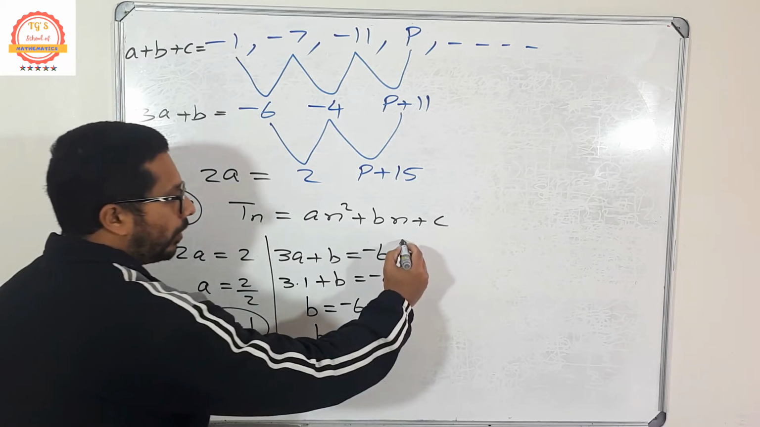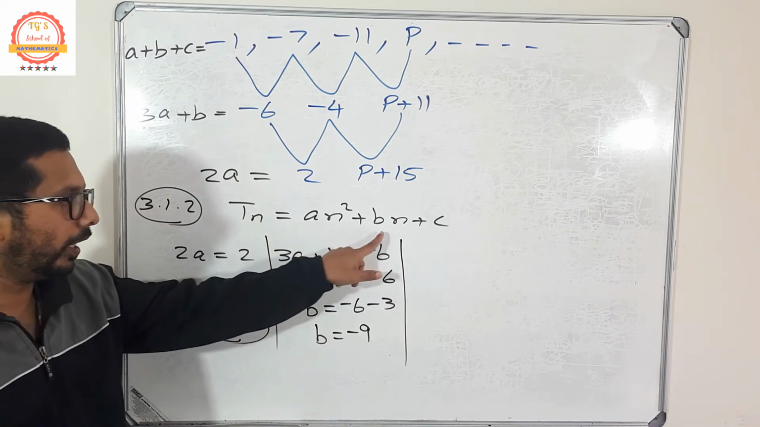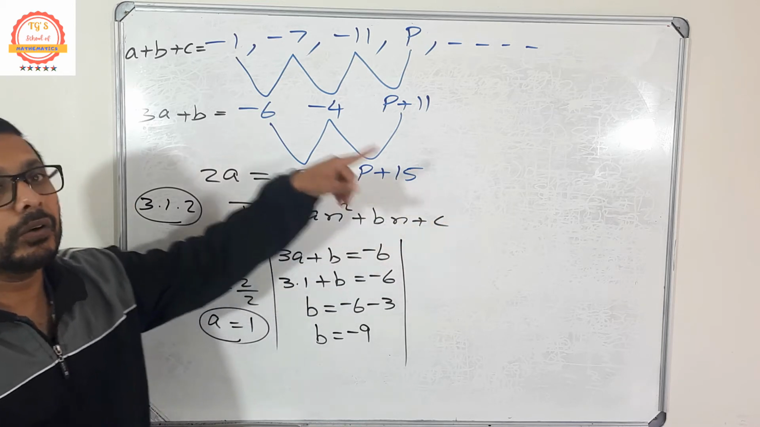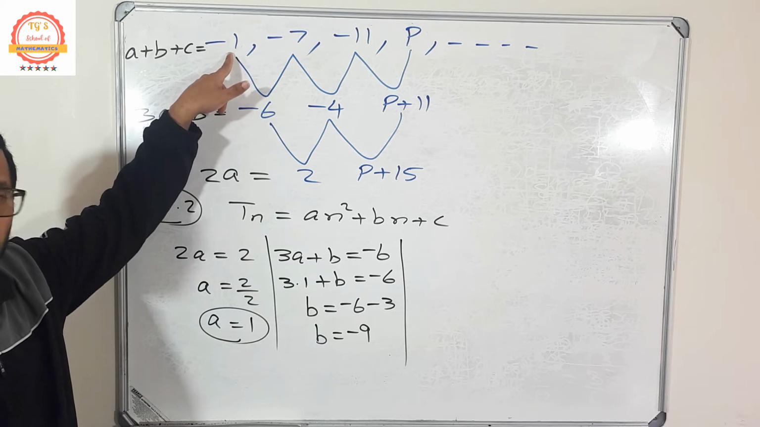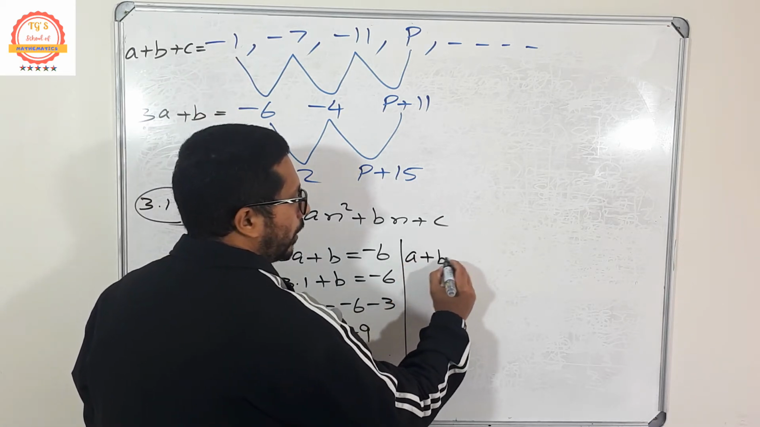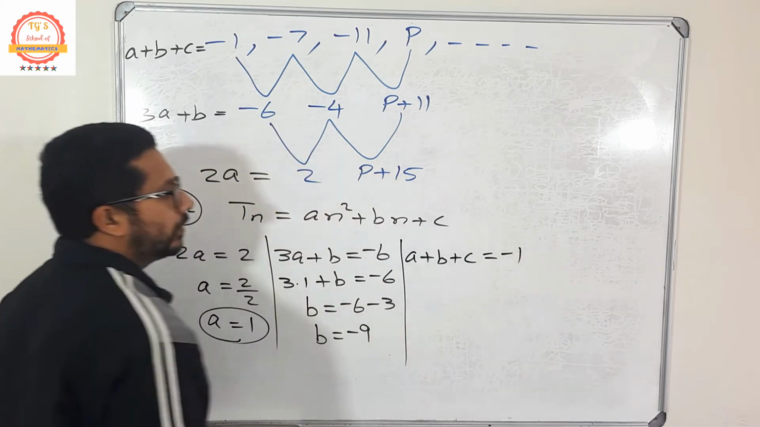Now what do we have to find? We got the value of a and b. Now outstanding is this c. We have another equation: a plus b plus c is equal to -1. So now we can write that formula, a plus b plus c is equal to -1. That's another equation.